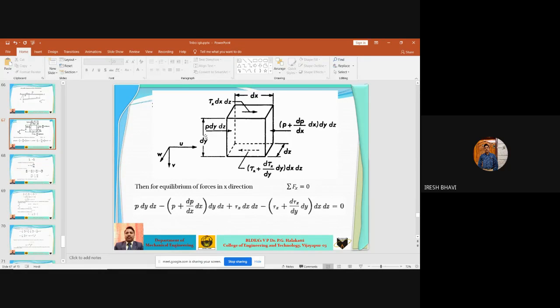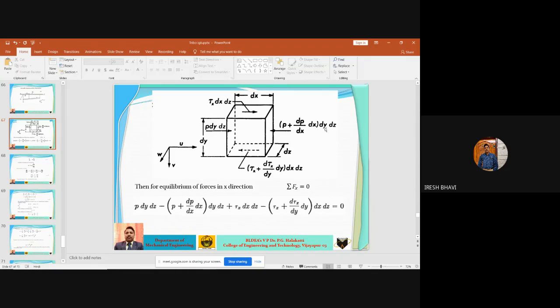Okay, here P is the pressure acting on YZ plane. So Y is the plane in downward direction, Z is in this direction. No? So this is YZ plane. So P into dy into dz. That is pressure into area will give the force. No, so it is pressure into area, which is the force acting on this surface.